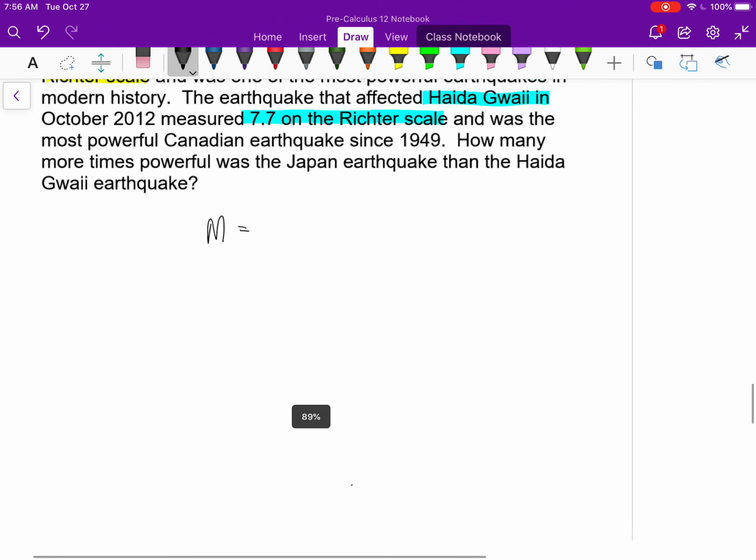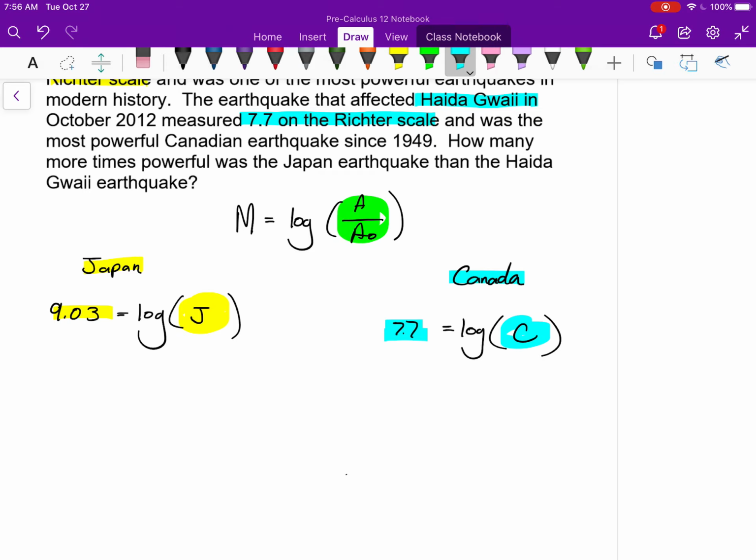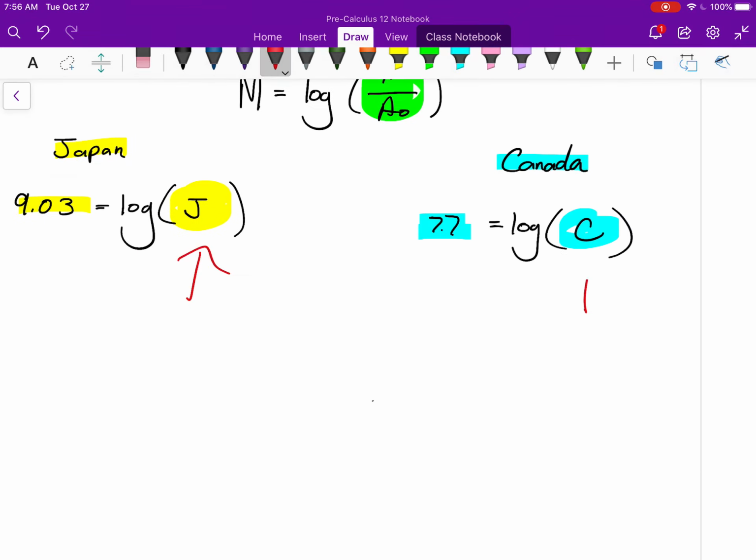And so similarly for the Canadian earthquake in Haida Gwaii, we know the magnitude, 7.7. We know it's the log of, again, this A over A naught, but all I really care about is the quotient of all of that together. And so I need to figure out how many times bigger is this number compared to this number. Well, let's figure out those numbers.